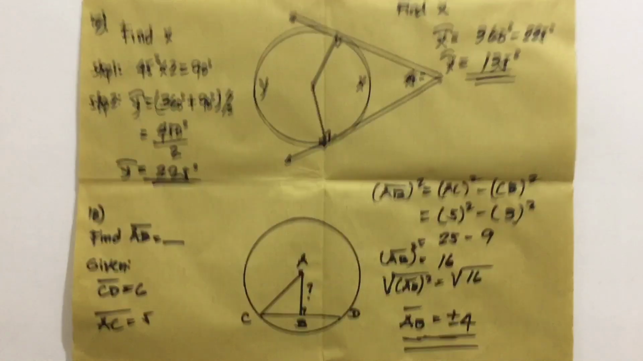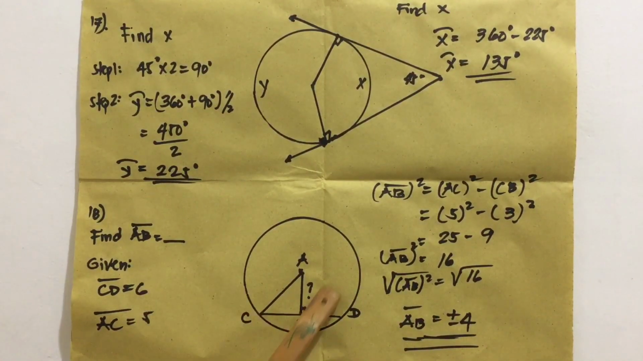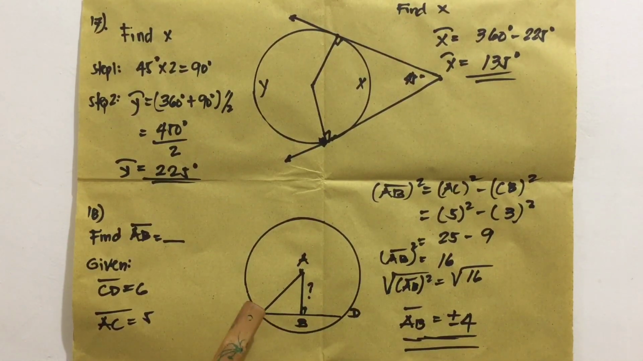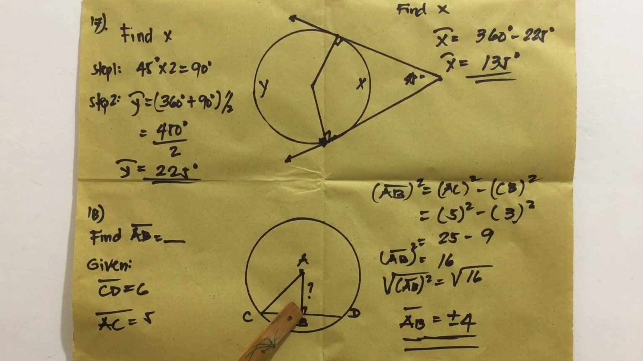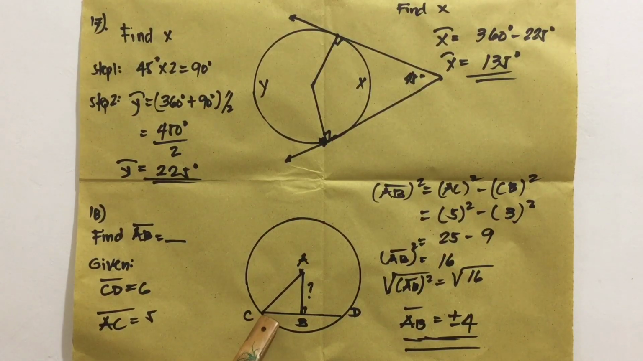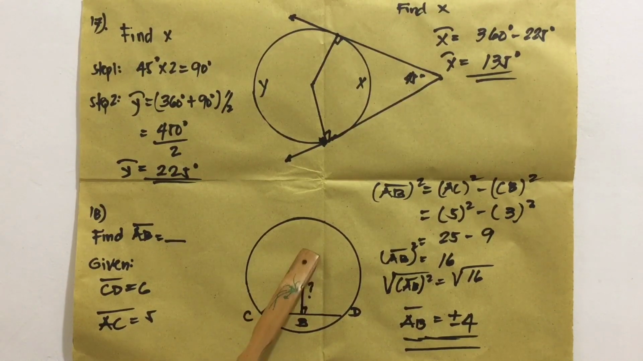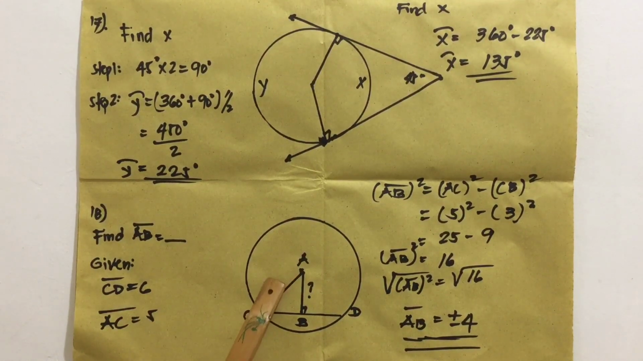Okay, next, number 18. Find the segment AB. In this figure, we're going to locate the segment AB here from the center down. Segment AB is perpendicular to segment CD. The given measurement of segment CD is 6, so from here up to this point, the measurement is 6. Then the measurement of segment AC is 5.